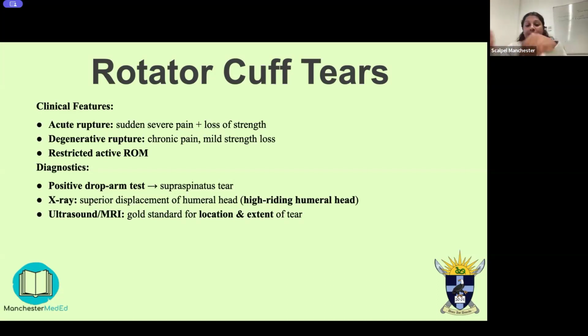The gold standard way to diagnose this would be an MRI. Here in the UK, they first do an ultrasound, then an MRI, or if it's acute, they might first do an X-ray, then ultrasound, then MRI. But MRI is the gold standard, especially if you're planning for a surgical progression.